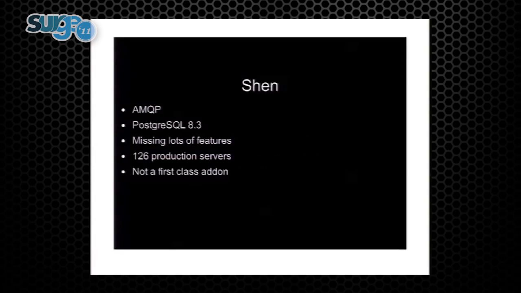Our current implementation is called Shen, and it was written, gosh, I don't know when, a while ago, really early on, using AMQP to grab databases and do different control methods. It's Postgres 8.3, and it's missing quite a few features that we want. It's getting old, starting to show its age. It runs on about 126 production servers now. The big thing we didn't like was that it's really integrated into the platform, so it's not its own service per se. It's really, what's the word? Baked in, I guess.